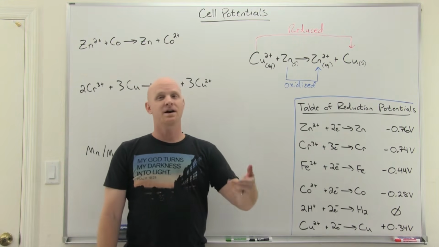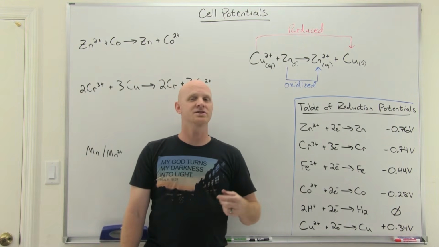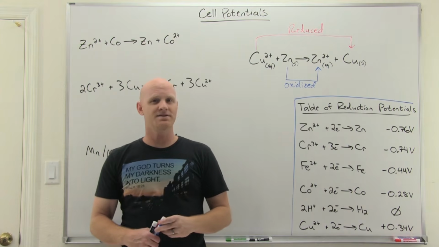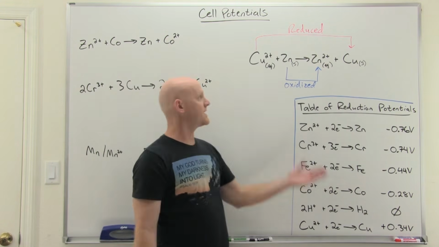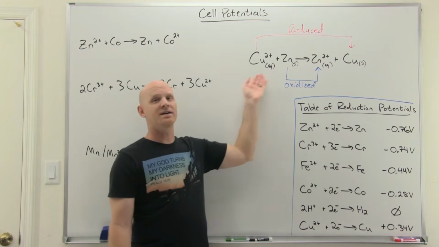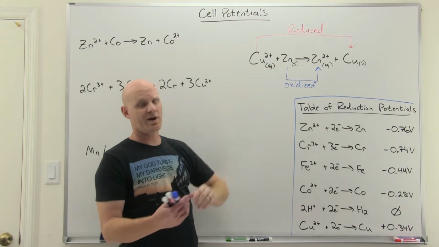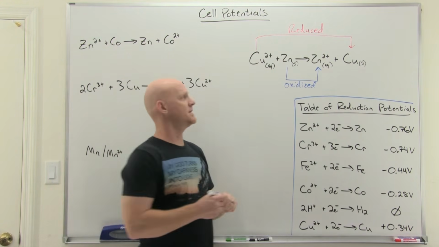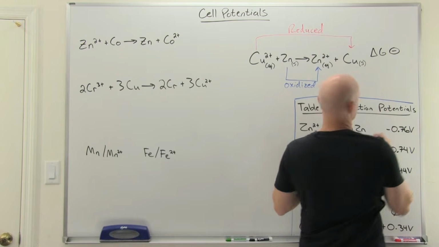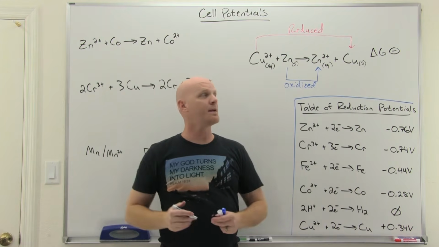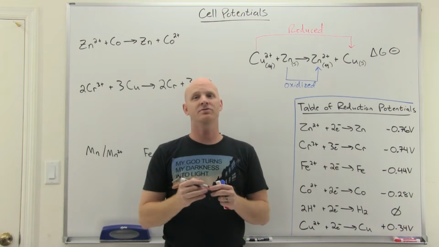Because a cell potential, just like delta G, can tell us if a reaction is going to be spontaneous. Now, delta G can be used to tell if any reaction is spontaneous. So like this one up here, we use this in our galvanic cell, and I told you this was a spontaneous reaction. So then what would delta G be? It's going to be negative. We learned in the thermodynamics chapter that delta G is negative for spontaneous reactions.